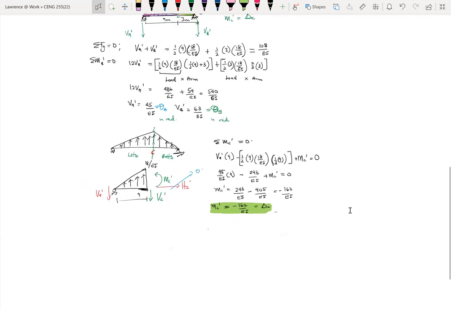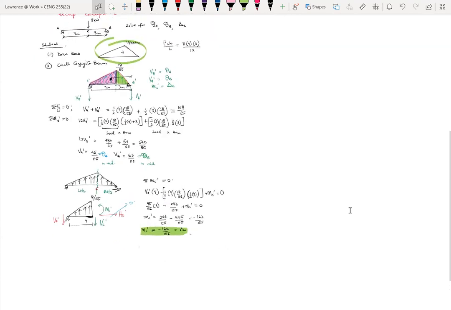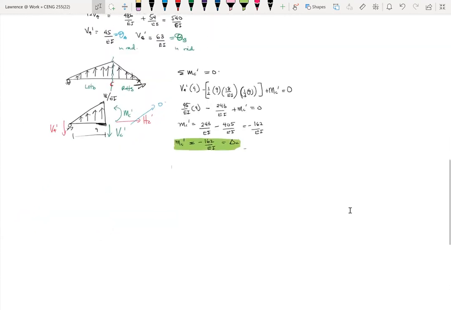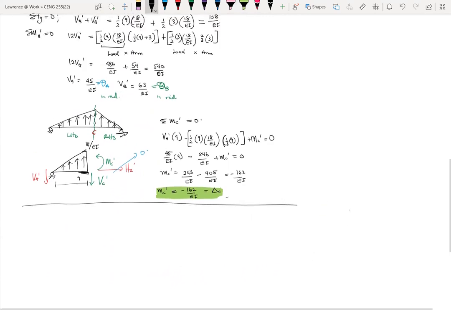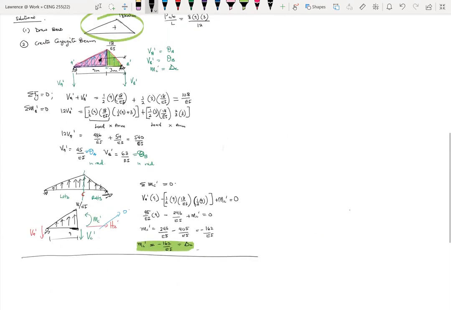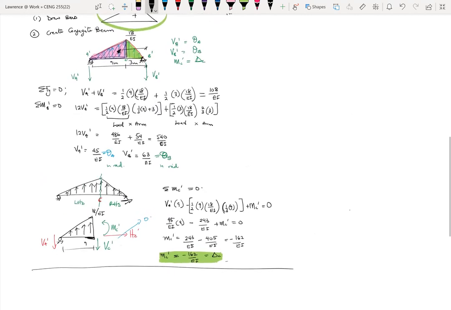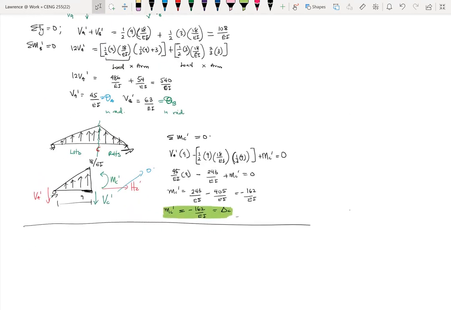All right, so let's look at some more examples. Today we'll try and solve some more examples just to help us appreciate what goes on. I think these steps should help us in determining the slopes and deflections at various points.